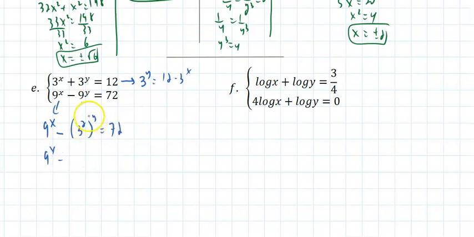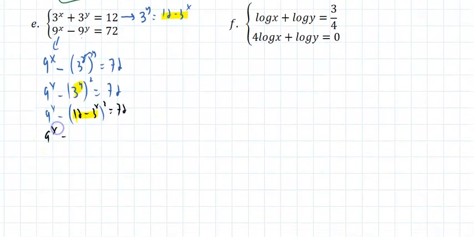9 to the x minus, and if I swap those, because that's 3 to the y squared equals 72. So 9 to the x minus 3 to the y is 12 minus 3 to the x squared. So 9 to the x minus, if I FOIL, 144 minus 6 times 3 to the x plus 3 to the 2x, which is 9 to the x, equals 72.